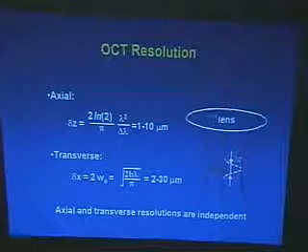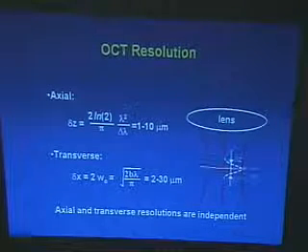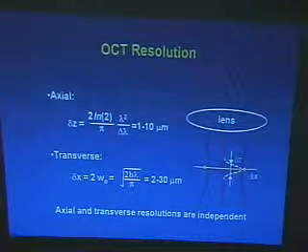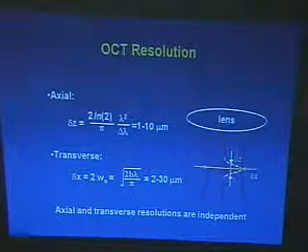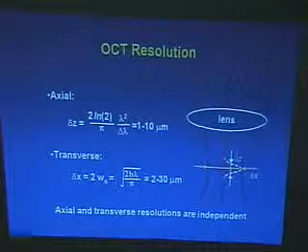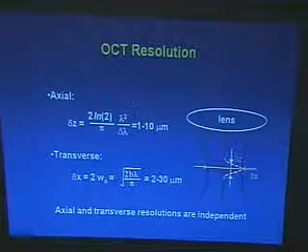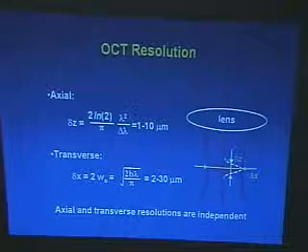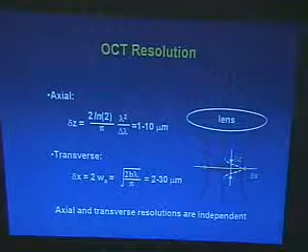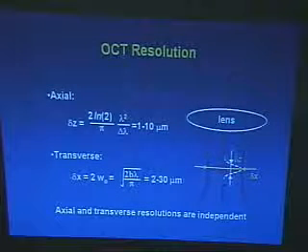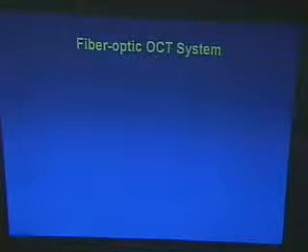And the transverse resolution, the lateral resolution, is the same as in microscopy. So basically, it depends upon how tightly you focus the beam. The tighter you focus the beam, the smaller the spot size, and the better the resolution. But we can decouple this, which is different from confocal or two-photon, etc. So the principle is very simple.